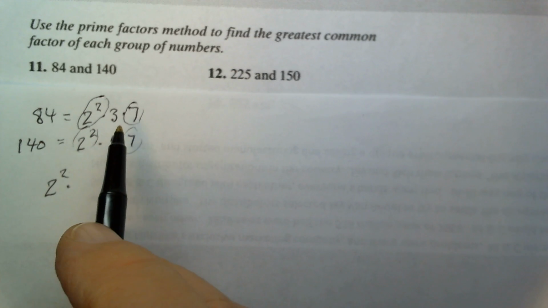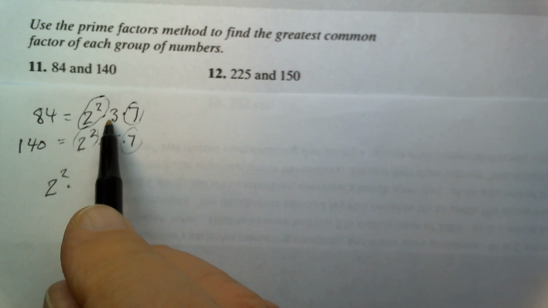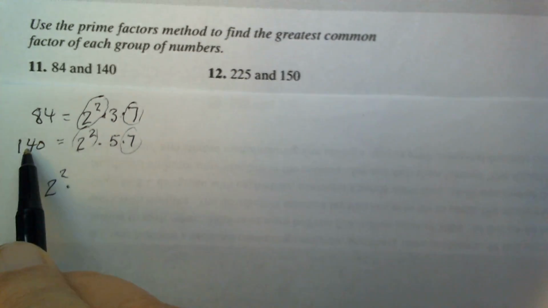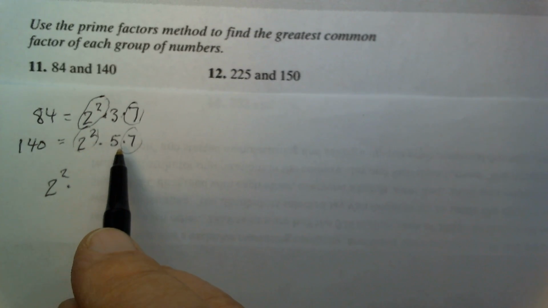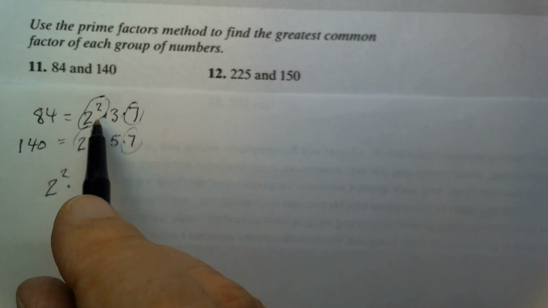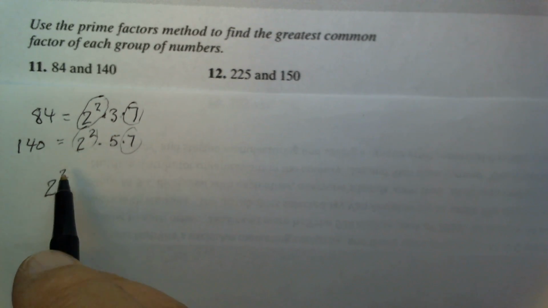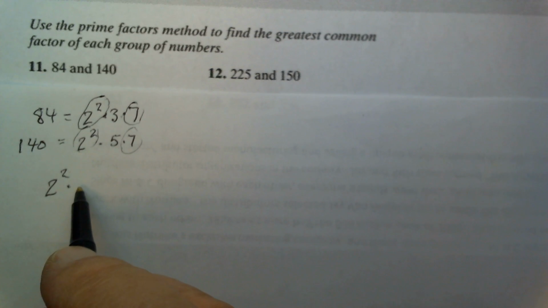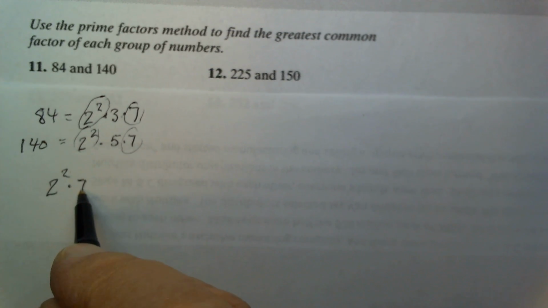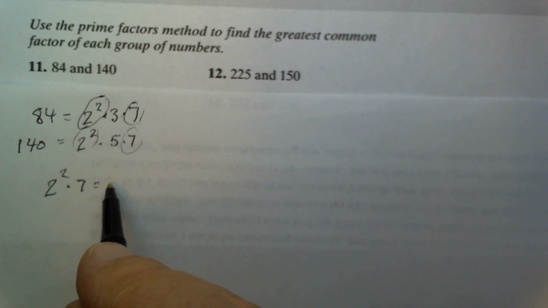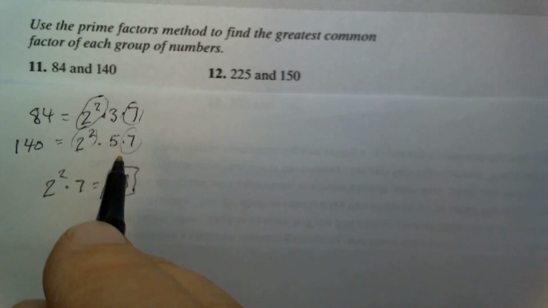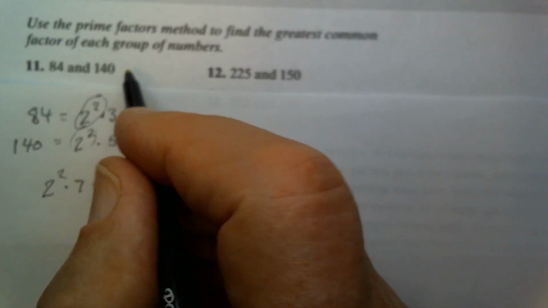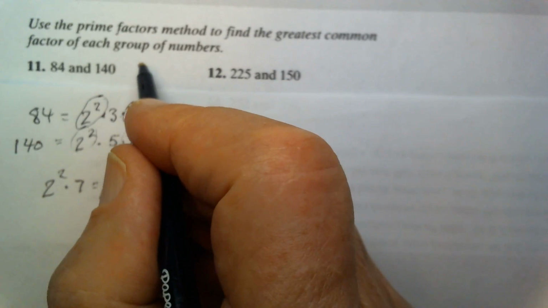So to go again, 84, the prime factorization is 2 squared times 3 times 7, and 140, the prime factorization is 2 squared times 5 times 7. We notice that 2 squared and 7 are common to both numbers. So 2 squared times 7 is 4 times 7, or 28. So 28 is the greatest common factor for 84 and 140.